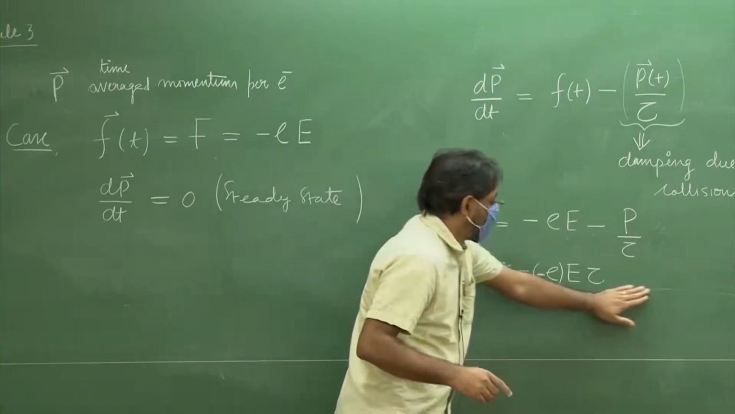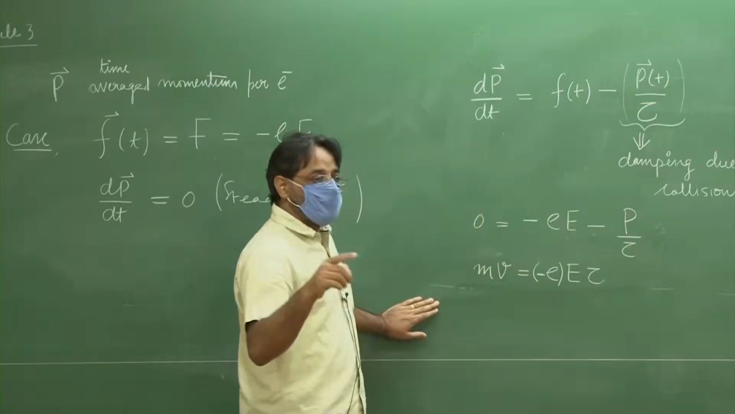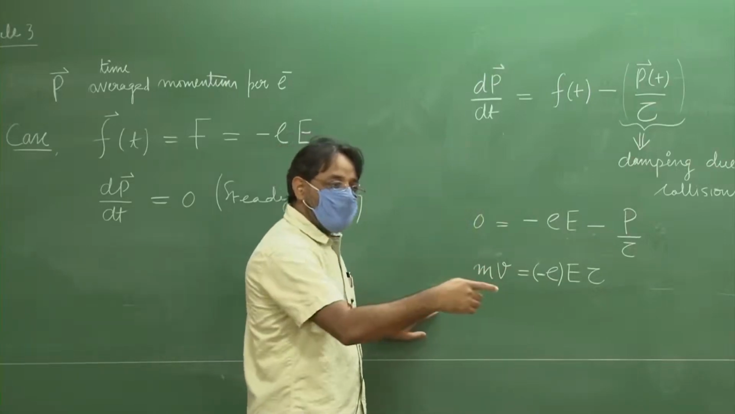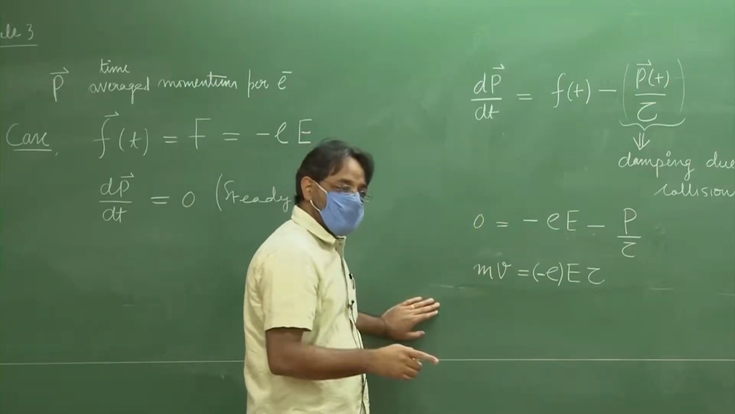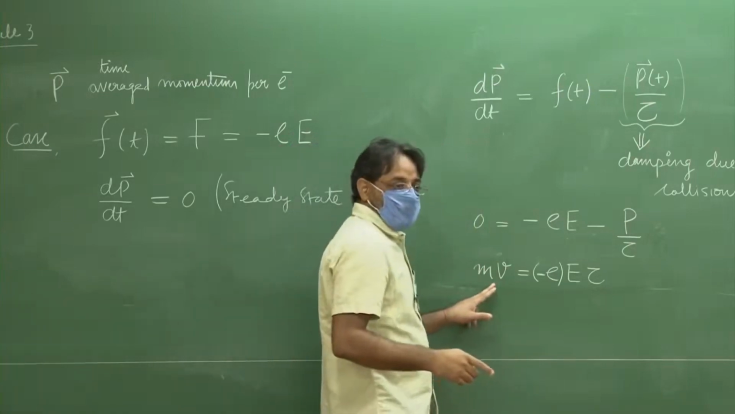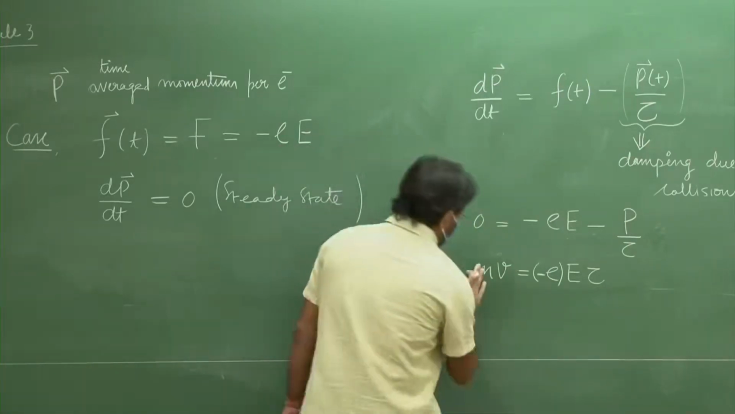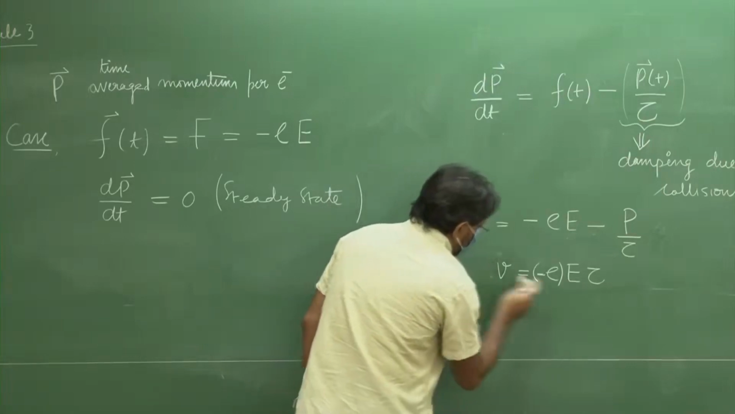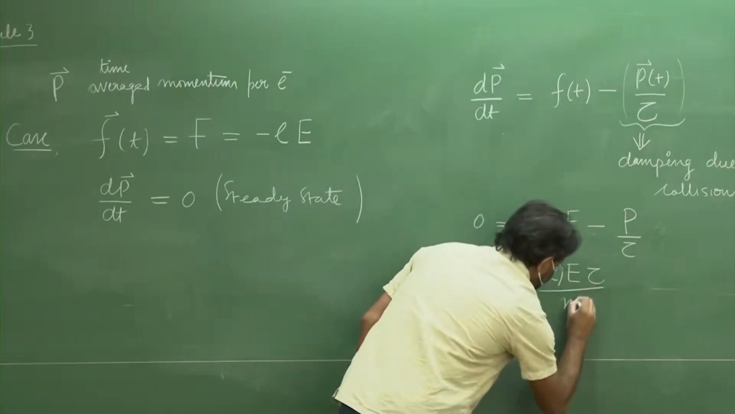So the total velocity will be V naught plus the velocity due to the force field, but the time average of V naught will become 0. And so you are left with just the time average of this, right? So you can put this m down and you can do a lot of other things.